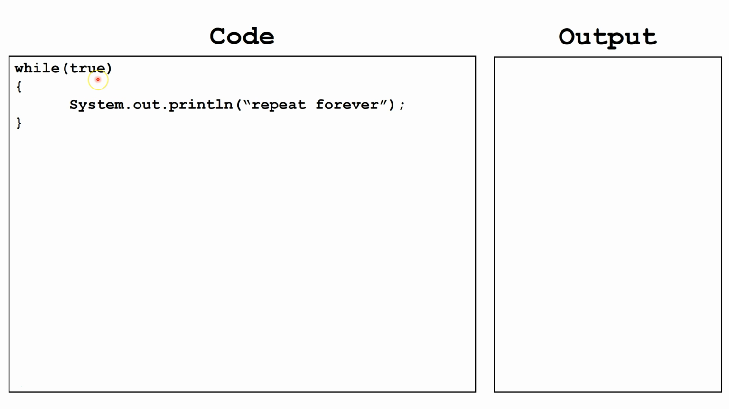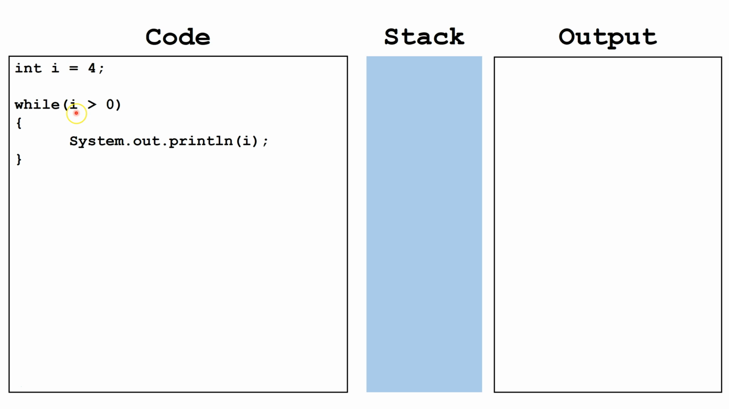This one, while true, will always evaluate to true, so the body of the loop will execute forever. Now let's look at a slightly more complex while loop. This one says while I is greater than 0. We see I is initialized to 4, so it will run, execute the code in the body, go back up to the top, and evaluate to true again. Because the value I is never changed inside the body of the loop, this loop will also run forever.